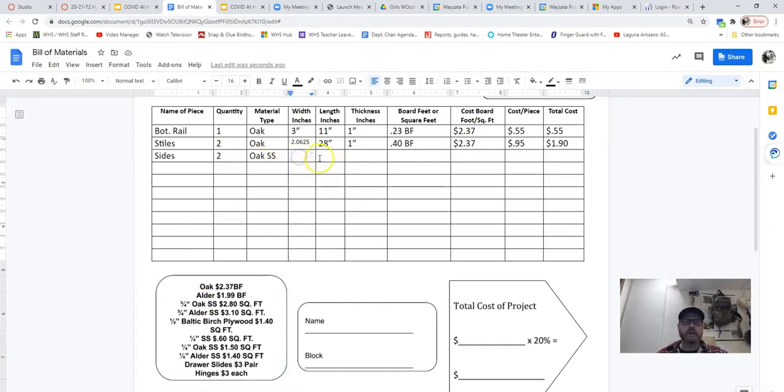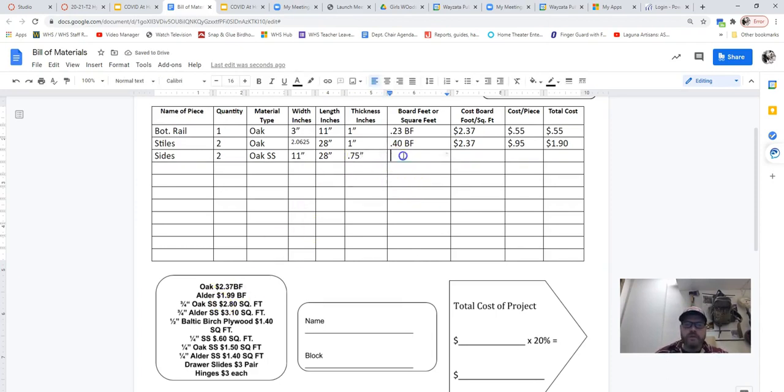oak sheet stock. My sides, if you remember back, are 11 inches by 28 inches tall. Now thickness, we can write this in because it'll help us if we ever do develop a cut list from this, but we're not going to factor it into the equation. So my thickness is 0.75 inches.